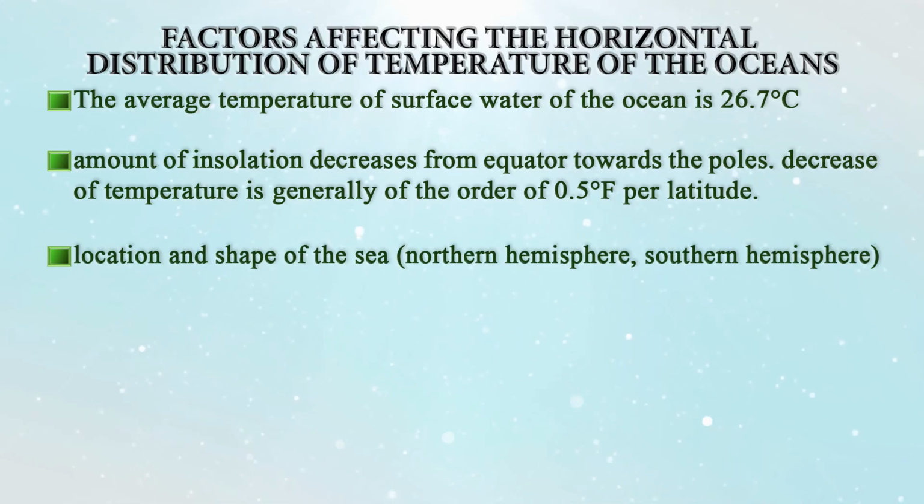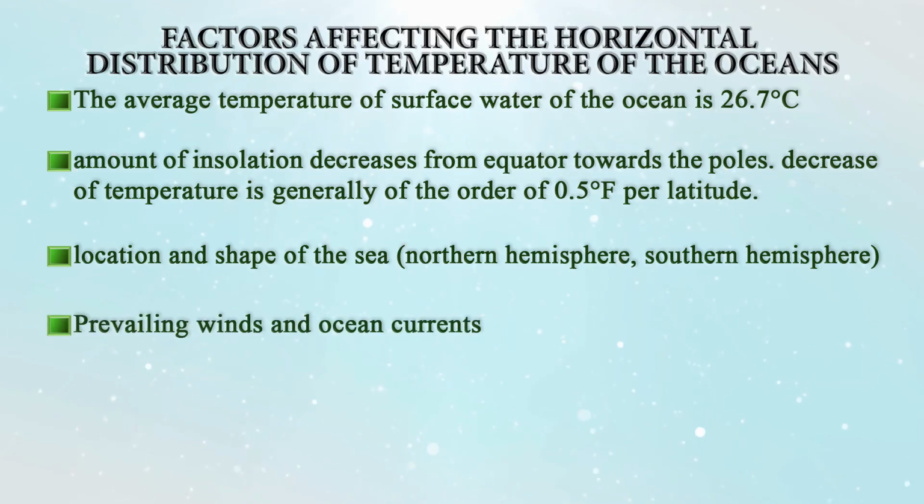Location and shape of the seas also affects the horizontal distribution of temperature of the oceans. Like in the northern hemisphere, there is a greater proportion of land areas, so oceans are more in contact with the land areas, so they get heated up quickly and cool quickly. So the temperature and the heating of the oceans is related. Compared to the southern hemisphere, where there is a greater proportion of oceanic areas, the isotherms in the southern hemisphere are more regular, and there is no such drastic change in the temperatures.